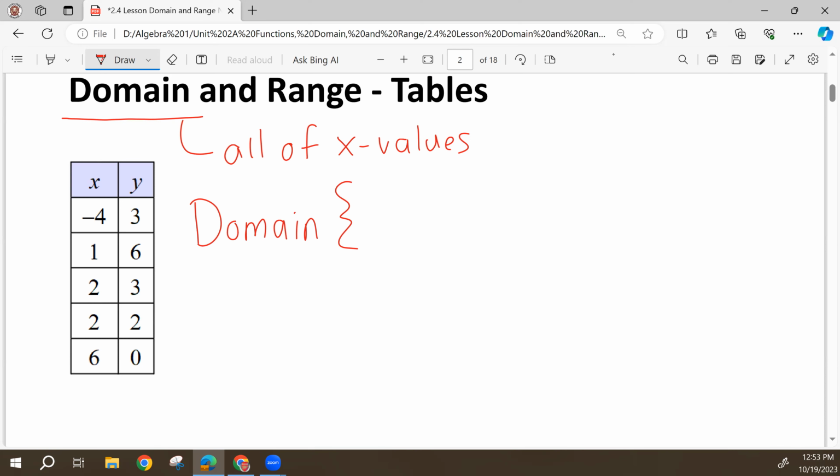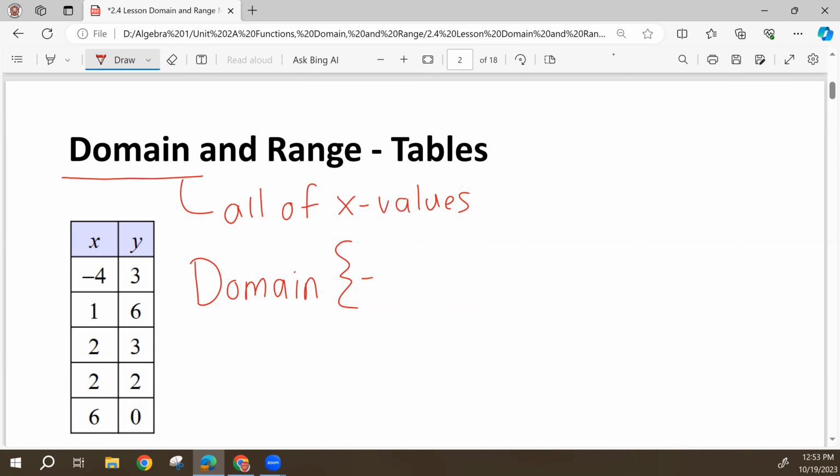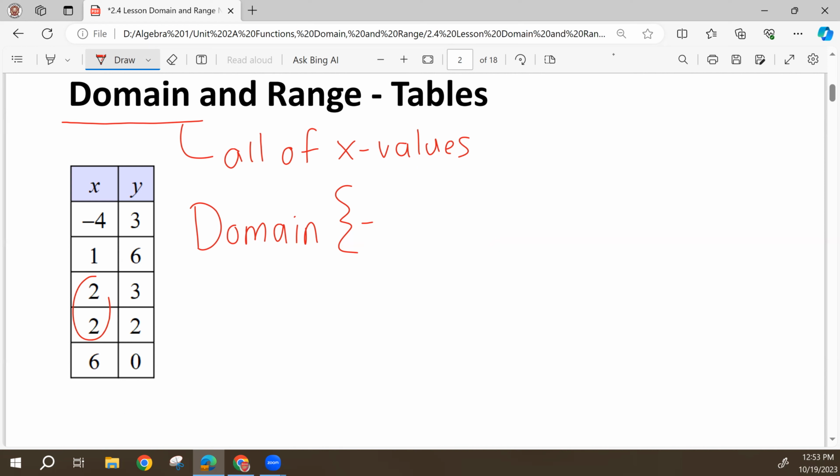So our x's, and this is actually not a function, it's a relation, because this value 2 goes to two different y values, but we can still write the domain of this relation, all the x values. So -4, 1, 2, and 6. We don't write the 2 twice, even though it appears twice.